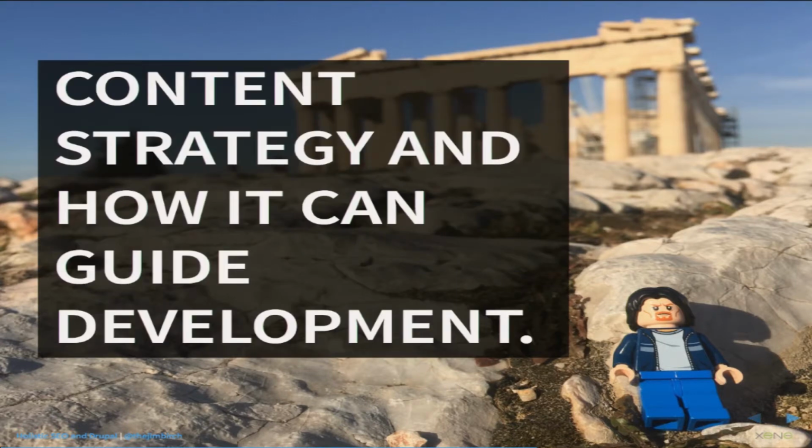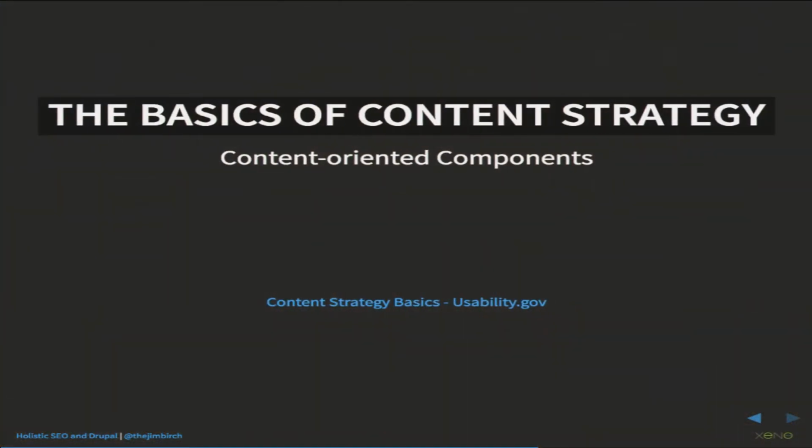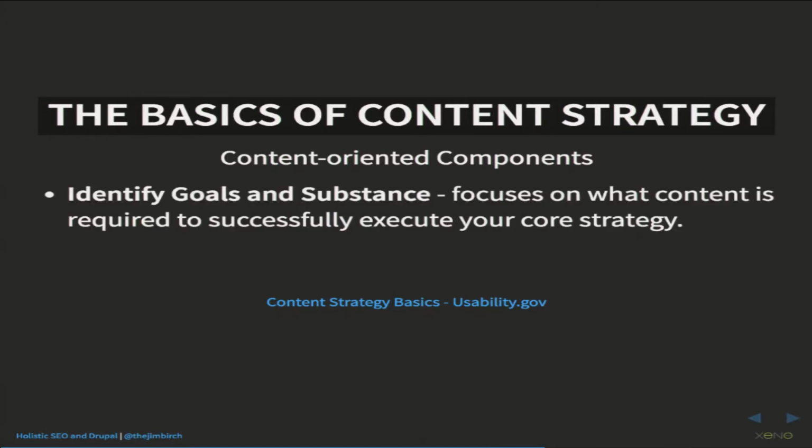In this conversation, when I usually have it with clients, we want to rank for a certain keyword. Well, we want to define, if they're ranking for that, what they're looking for in their content strategy. Usability.gov has a really cool page of content strategy basics. And we're going to talk today about just the content-oriented components. There are also workflow-oriented components in content strategy: who's going to do what, who can publish what, when we're going to publish it, that kind of thing.